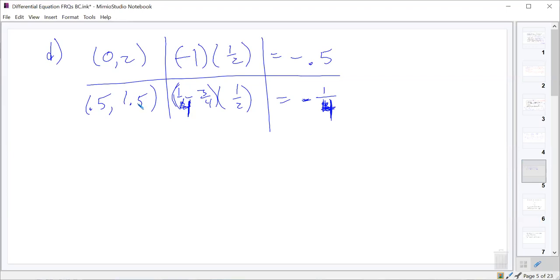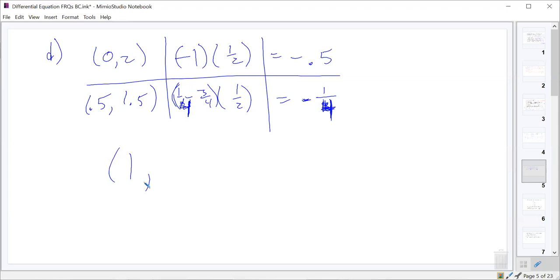Half, 1.5. Everyone agree with those? Half and 1.5? Yeah? That's 1/4, that's minus 3/4. There should be a negative 1/2 times a positive 1/2, which gives us negative 1/4. Everyone's good with that? Okay.